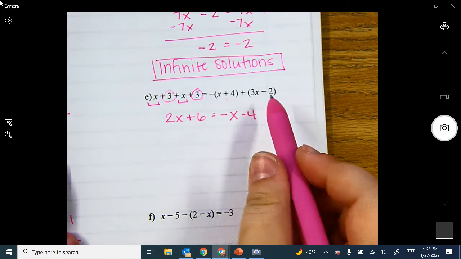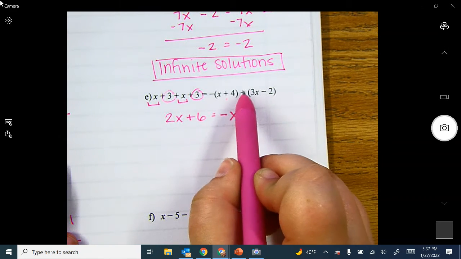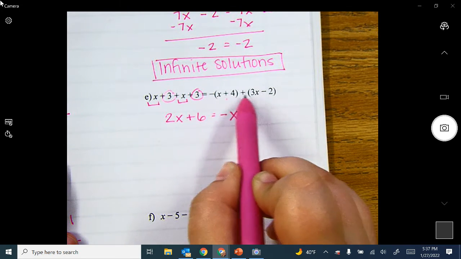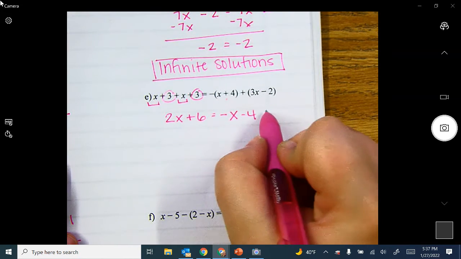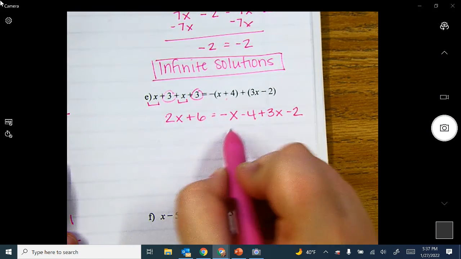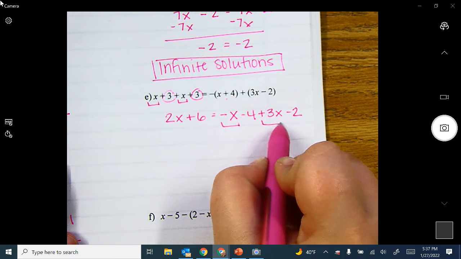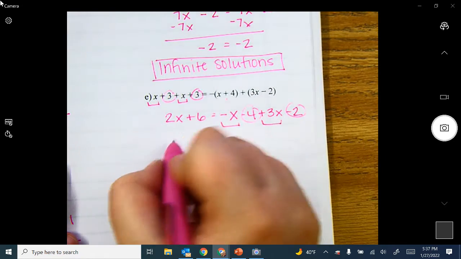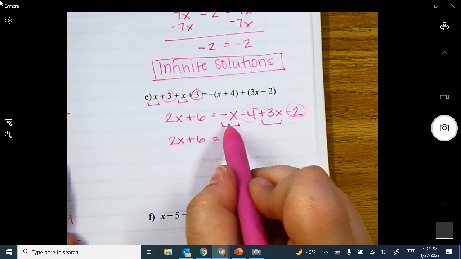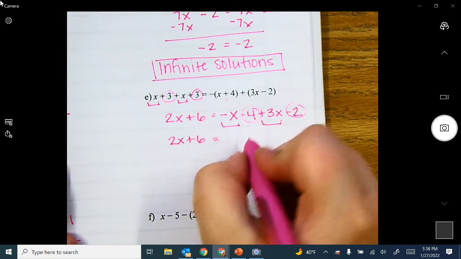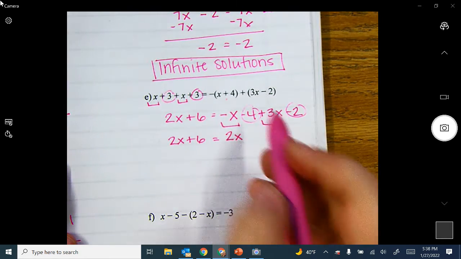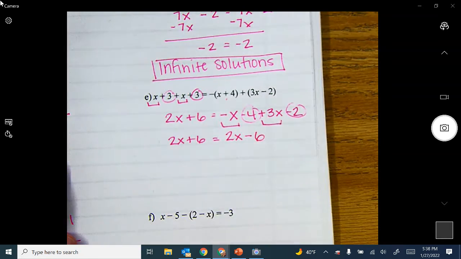And also be careful here, although it is in a parentheses, that's a plus sign. Okay, remember I'm only flipping when I see that minus in front of a parentheses. Okay, so this stays as positive 3x minus 2. Now I have some more combining to do over here on the right. So I have still 2x plus 6 on the left, and on the right, negative x plus 3x gives me 2x. Then I have negative 4 minus 2, which is minus 6.